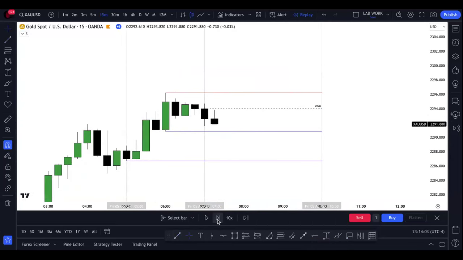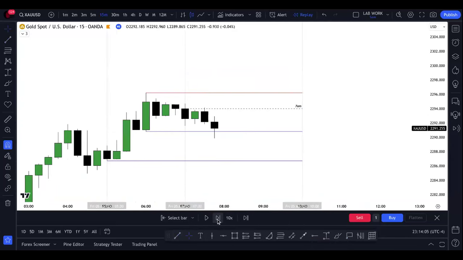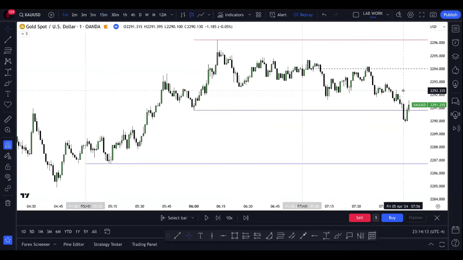Watch what happens. Keep watching. Sell side taken, cool. At this point, we would stalk the setup, but we know NFP is the event that's going to happen. So let's just go down to the 1 minute and just observe.